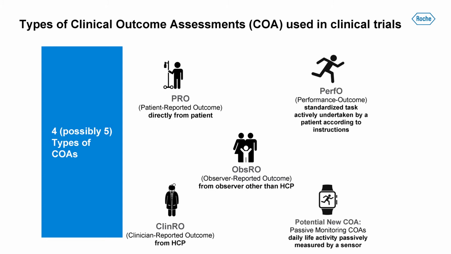And in the top right-hand corner, performance-based outcomes. So performance-based outcomes are standardized tasks that are actively undertaken by a patient according to instructions. So examples of this would be something like the 6-minute walk distance or the timed up and go test performed by patients routinely in clinic. And more recently, we have a new type of clinical outcome assessment, which is being labelled patient monitoring COA. And this is where we can routinely monitor patients passively via, for example, a sensor or a wearable.